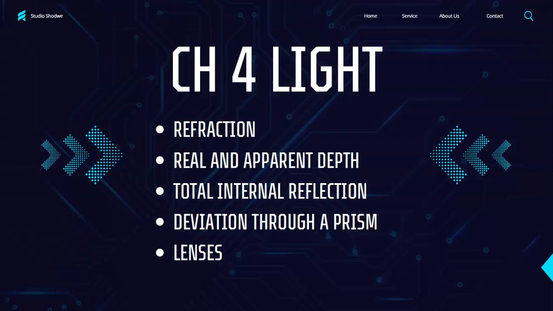The fourth topic talks about deviation through a prism, that is, bending of light when it passes through a prism. The last one talks about refraction of light through lenses.